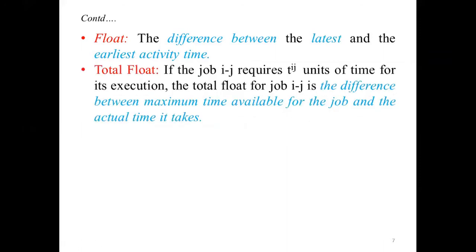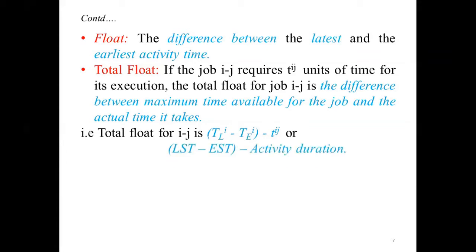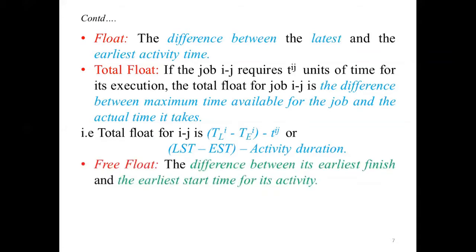Total float: if the job ij requires T of ij units of time for its execution, the total float for job ij is the difference between the maximum time available for the job and the actual time it takes, and is given by TL of j minus TE of i minus T of ij, or it is also given by LST minus EST, that is, latest start time minus earliest start time.